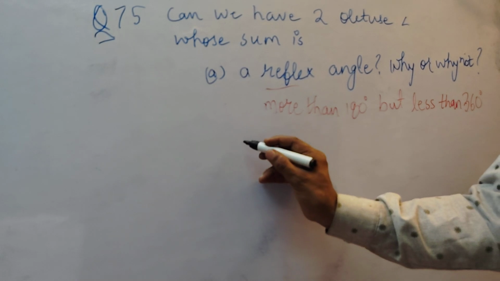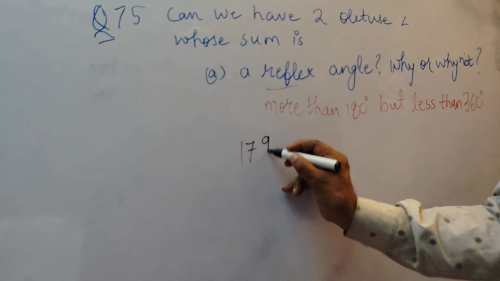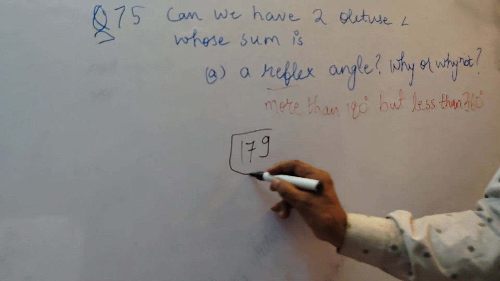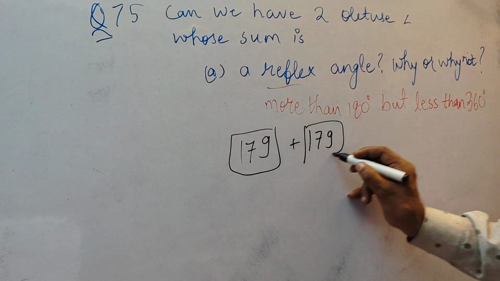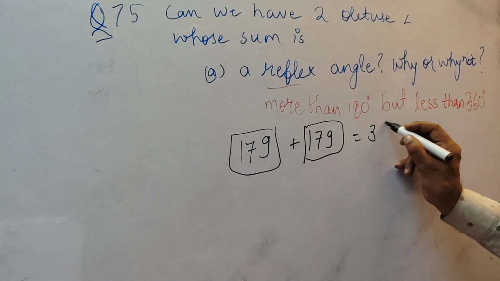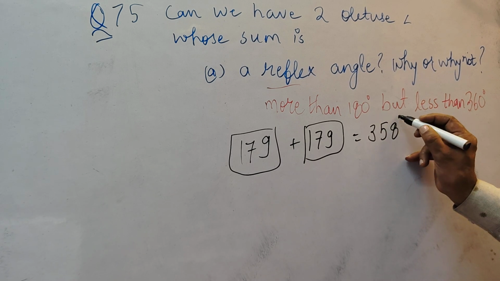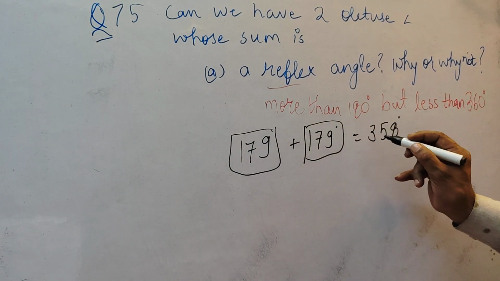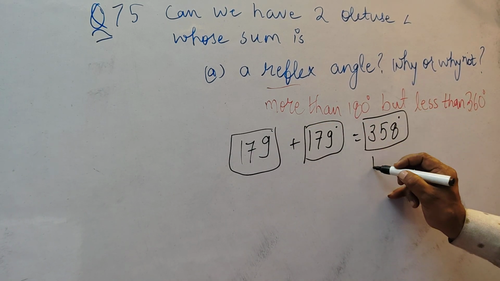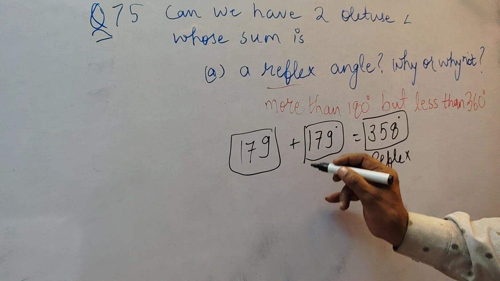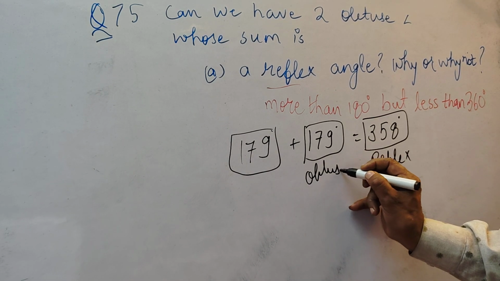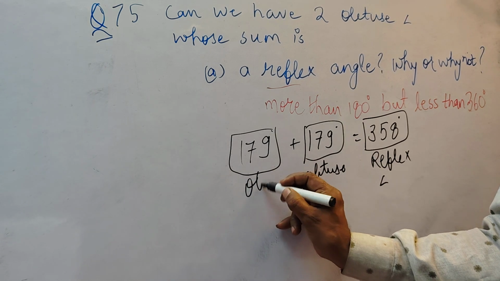The maximum limit of an obtuse angle is 179. This is the largest obtuse angle, and if we take two of the largest obtuse angles, their sum is 358. So 358 is a reflex angle. Yes, it is a reflex angle, so this is possible. The sum of two obtuse angles gives us a reflex angle.